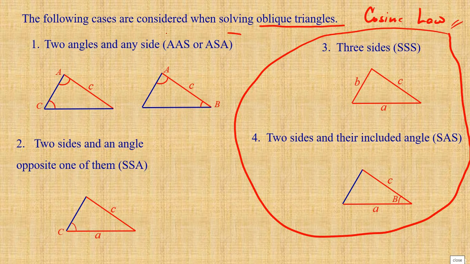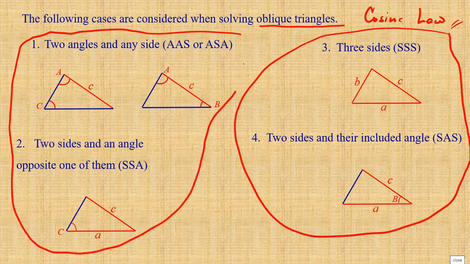In that case, for these first 2 conditions, we are going to use the sine law. 2 angles and 1 side are given, angle-angle-side. The second condition: 2 sides are given and 1 angle opposite one of the given sides. That means we're going to use the sine law.